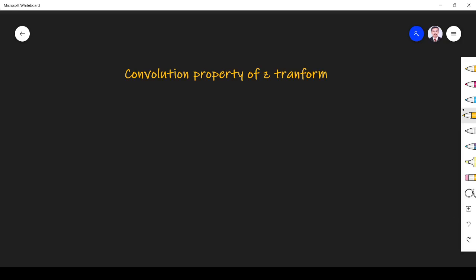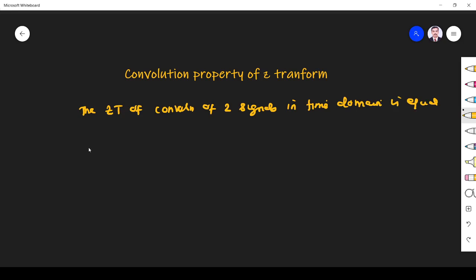Hi students, in this video we see the convolution property of Z transform. What it says is that the Z transform of convolution of two signals in time domain is equal to the multiplication of their Z transforms in frequency domain.